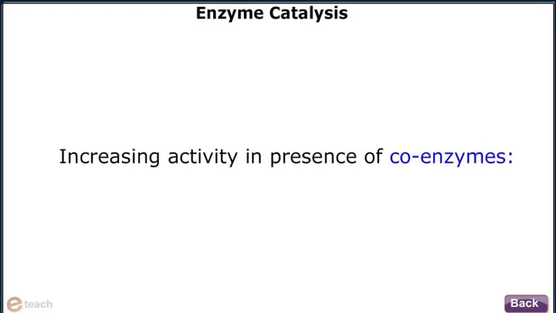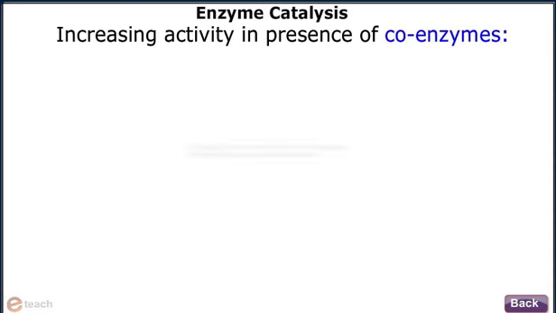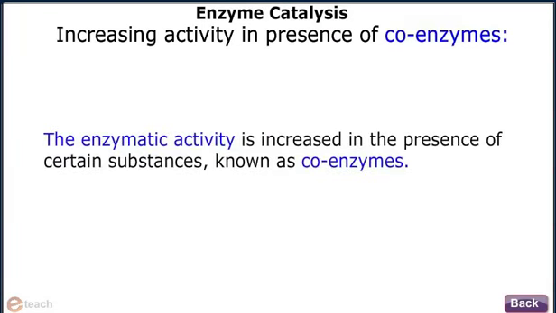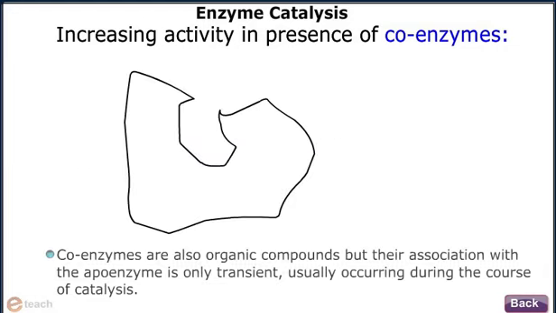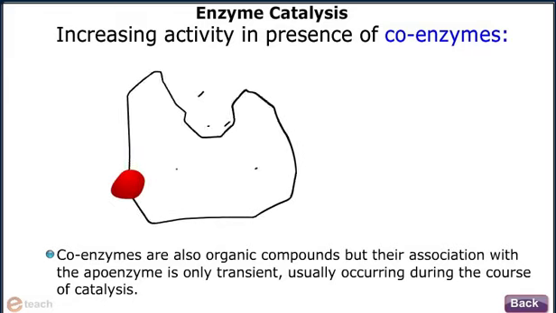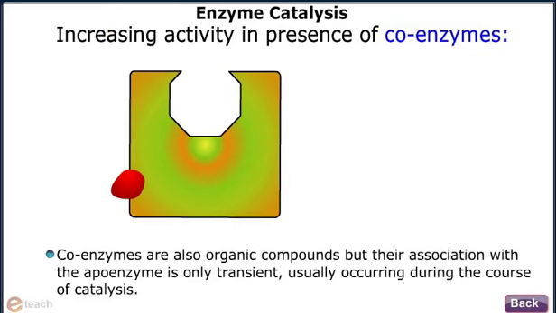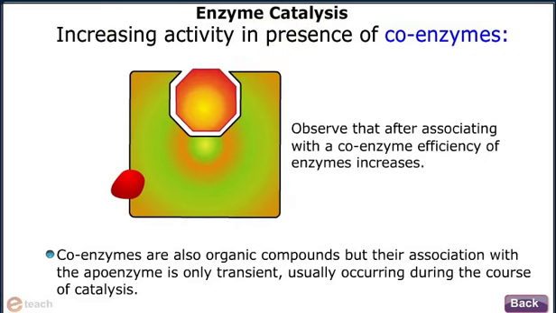Coenzymes. Increasing activity in presence of coenzymes. The enzymatic activity is increased in the presence of certain substances known as coenzymes. Coenzymes are also organic compounds, but their association with the apoenzyme is only transient, usually occurring during the course of catalysis. Now observe that after associating with a coenzyme, efficiency of enzymes increases.